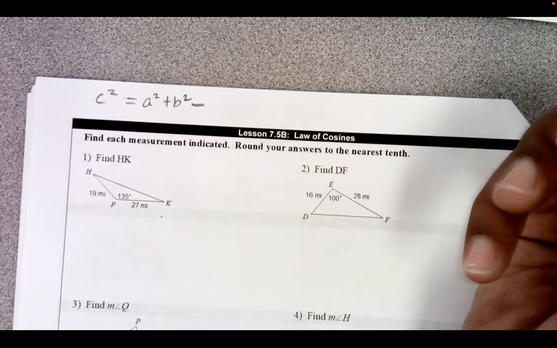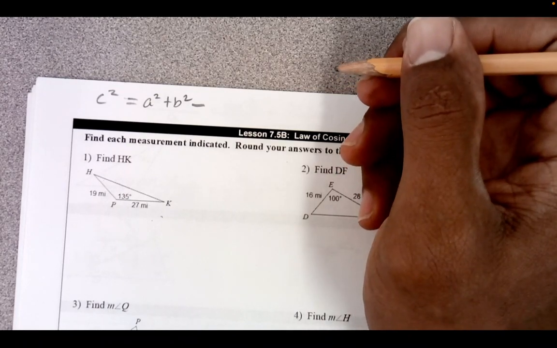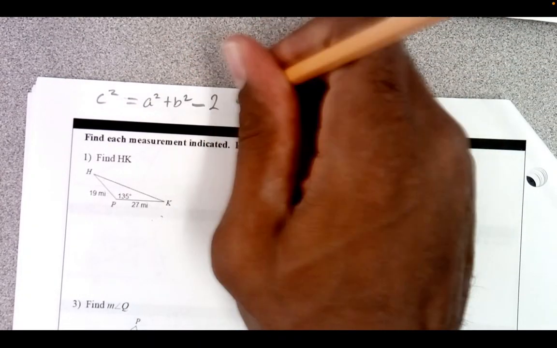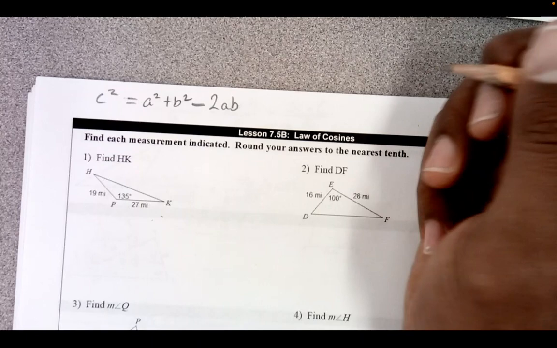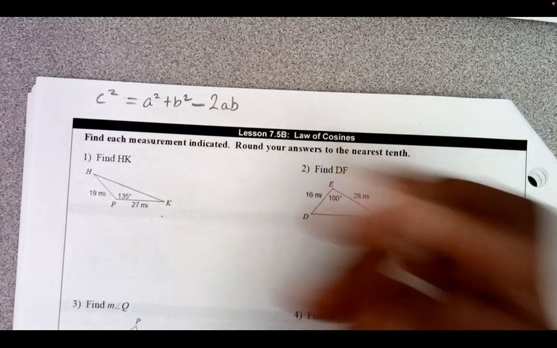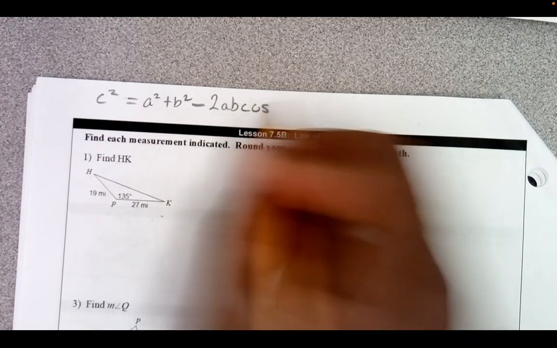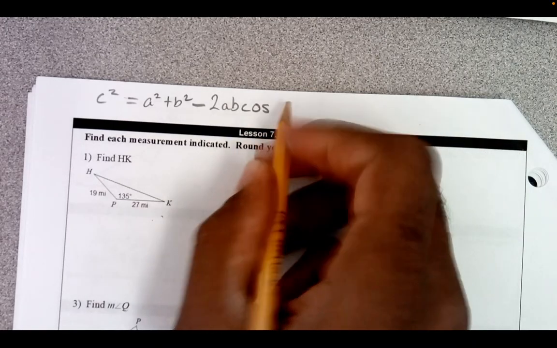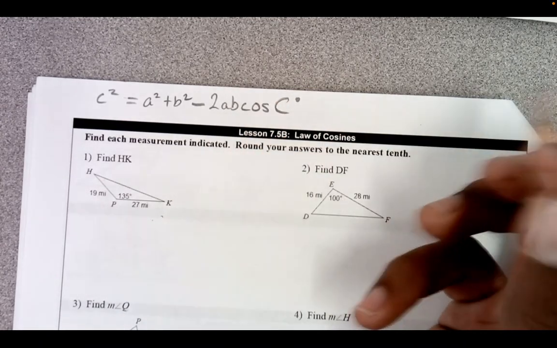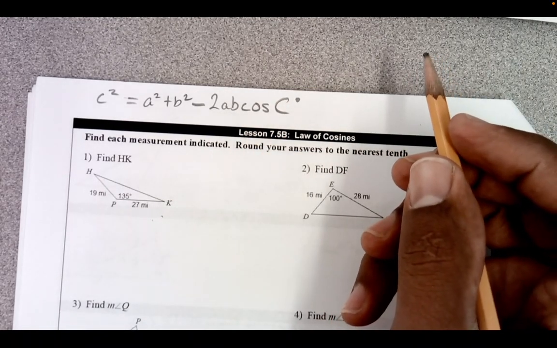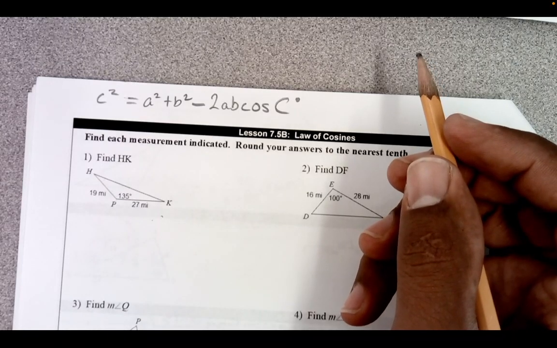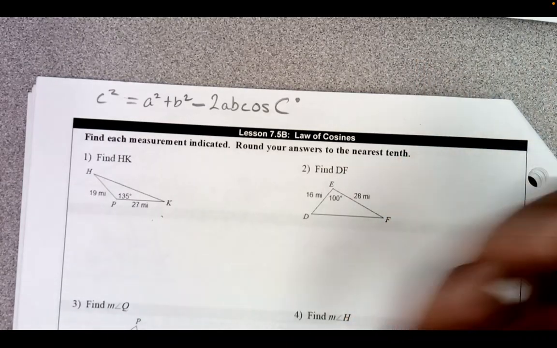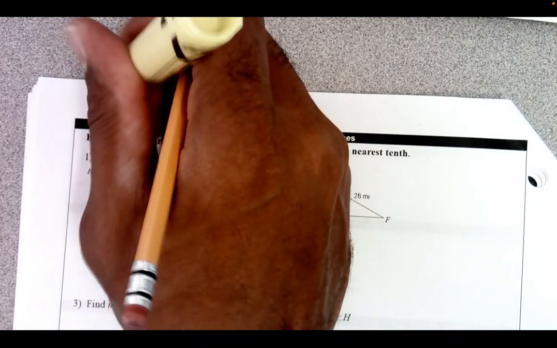All right, so anyways, the next part, does anybody know the next part? 2ab, or times a times b, and that's called the law of cosines because you're multiplying cosine. Cosine of what? C. Now you can arrange this formula depending on what you're looking for.